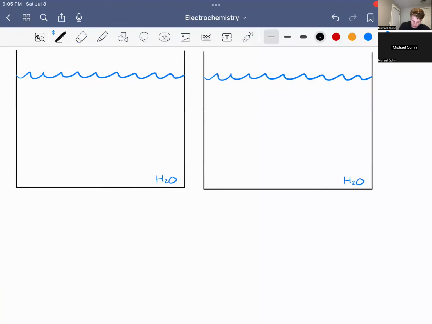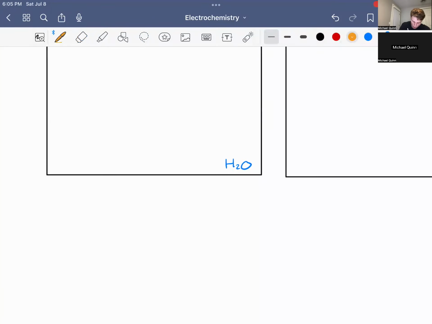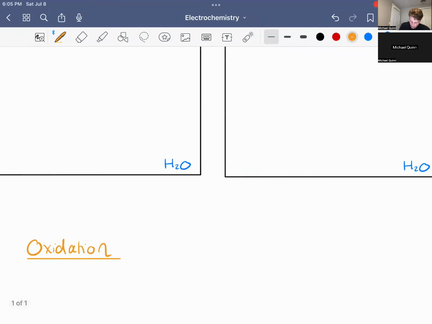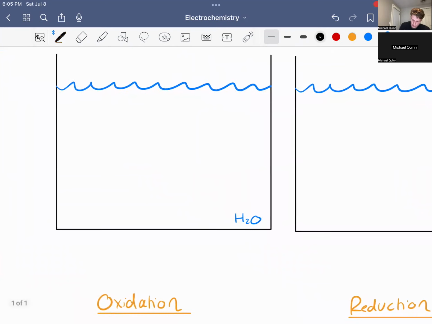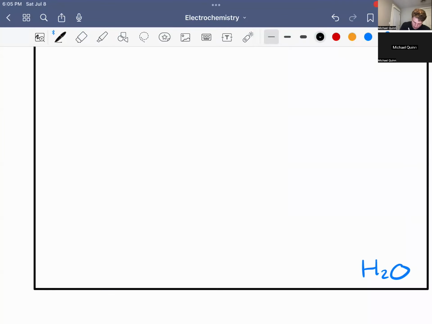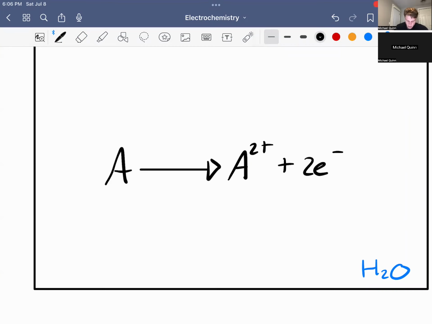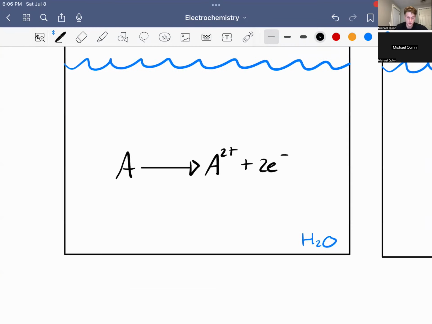Well, in one of our beakers, we want to run a reaction where oxidation will occur. And in our other beaker, we want to run a reaction where reduction will occur. So let's say in this beaker, we have a reaction. A goes to A2+ plus 2 electrons. So A got oxidized, it lost 2 electrons.